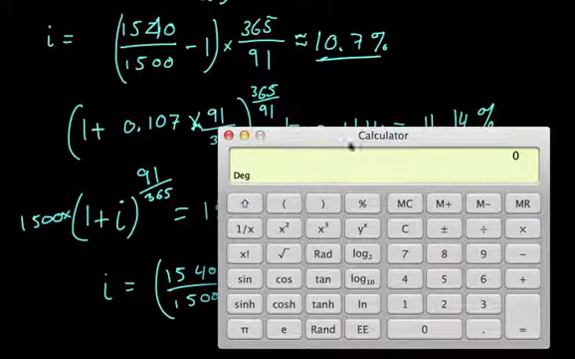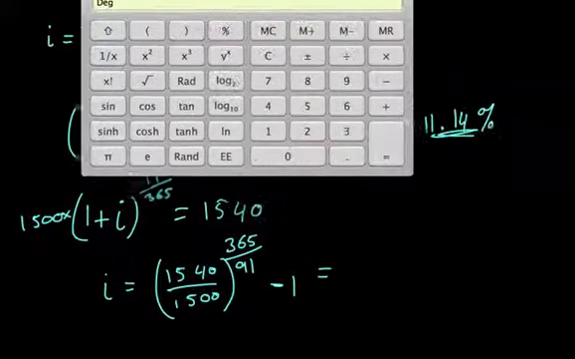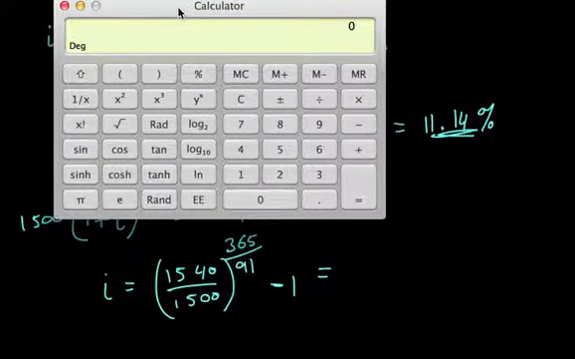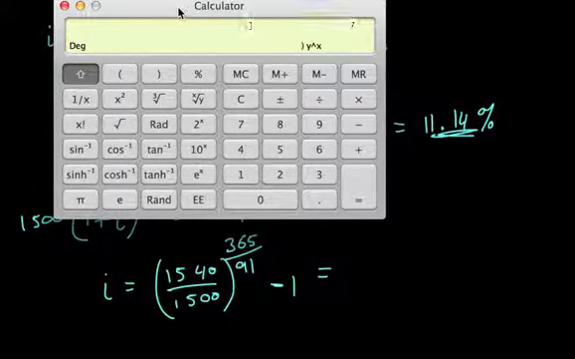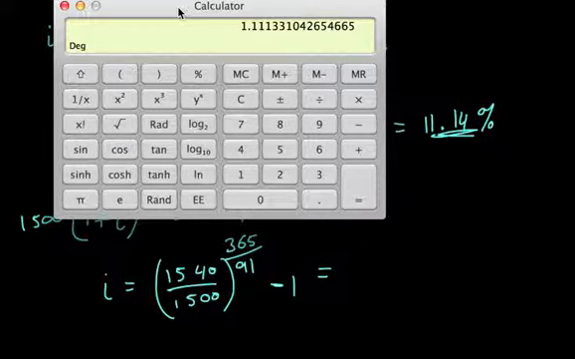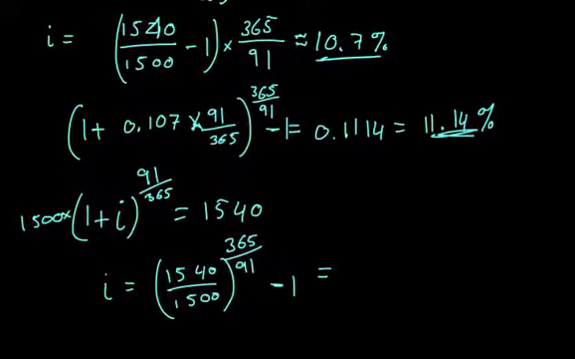Alright, so I'll just move this so you can see it. Here we go, this is easy to see. 1540 divided by 1500 is that number, to the power of 365 divided by 91 is that, minus 1. It's just about the exact same number. It is 11.13%. To be honest, I think this way is actually a little more accurate, but if you use the original number rather than 10.7%, you will get the exact same answer, and these two should match. Okay, see you in the next video.